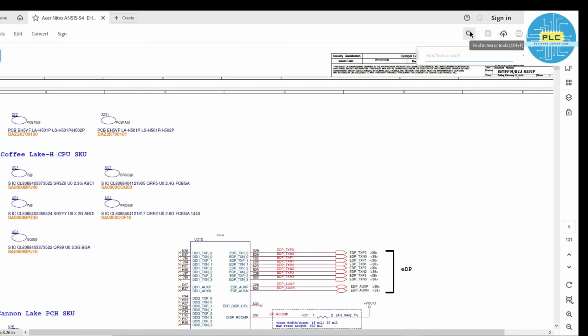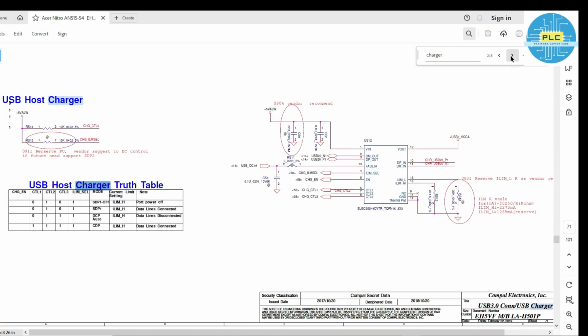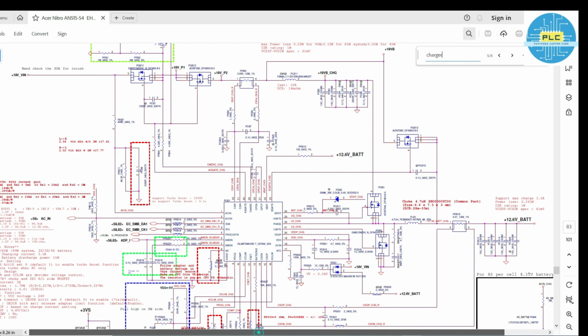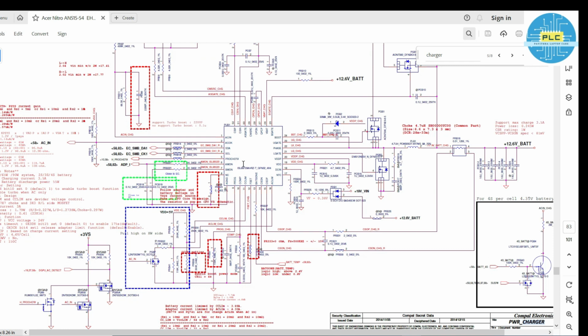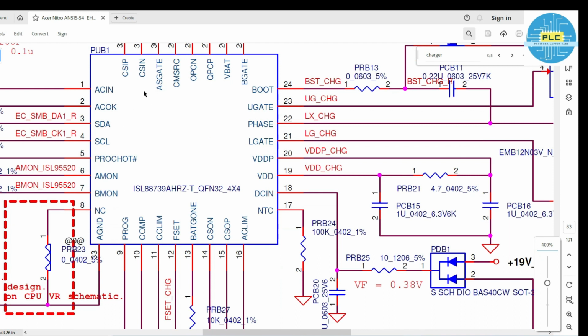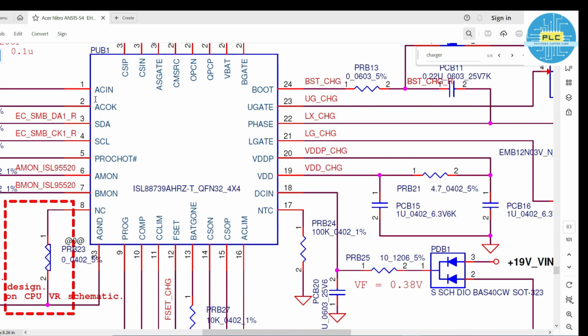You have to type charger. Charger is the first circuit in a laptop. See, this is a charging IC. See, the 19 volts path is given here. This is the IC. See, here is the pin number. What is it? AC in, DC in. See, here is the DC in.